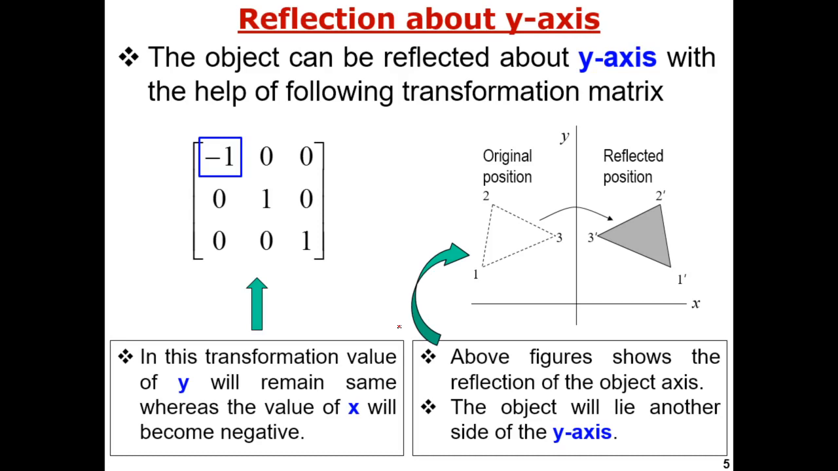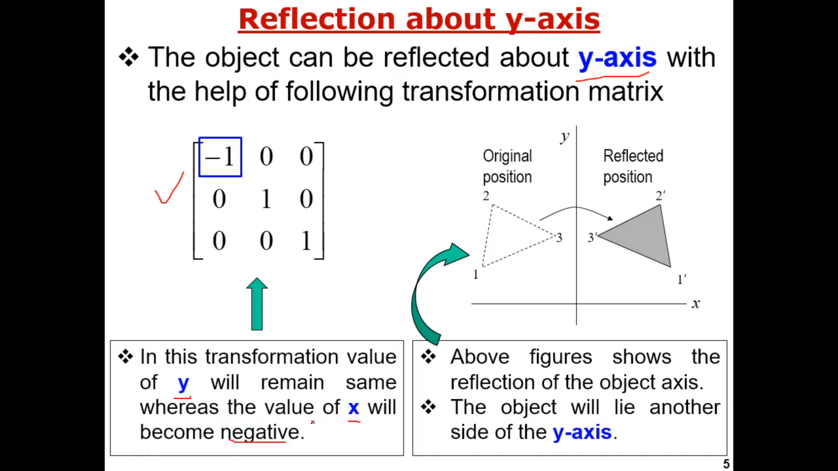So in the previous one we applied the -1 on the y value, so here we applied the -1 for the x value. You can see that this is the matrix for reflection about the y-axis, and in this transformation the value of y will remain the same, meaning all the y values of the vertices remain the same. It will not change their negativity, and the negativity of the x value is going to be changed, so the value of x will become negative.